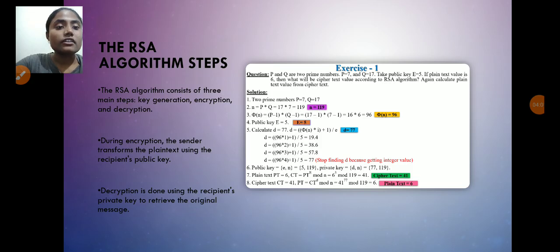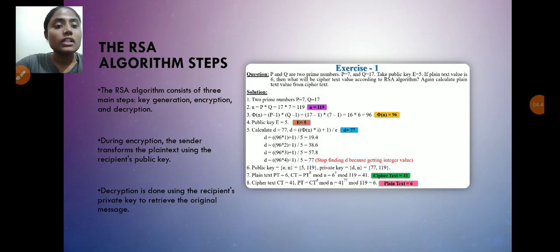Calculate D. For calculating D, there is a formula: phi of n into i plus 1, whole divided by E. Here i is an integer. We go on substituting the values 1, 2, 3, 4, and so on until we get an integer value. When we substitute 1, we get 19.4. When we substitute 2, we get 38.6. When we substitute 3, we get 57.8. When we substitute 4, we get 77. We will stop here as we got the integer value.